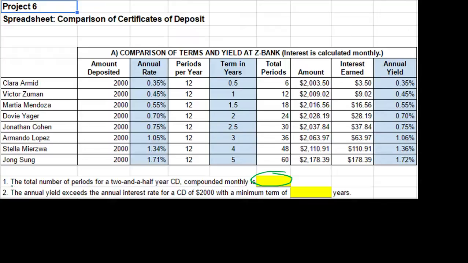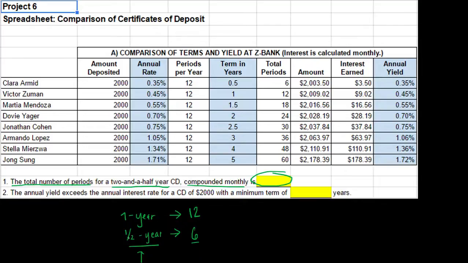So we're looking for a certain number of periods for a 2.5-year time period compounded monthly. So for example, if I said the total number of periods for a 1-year CD compounded monthly, well, that's just asking how many times per year will a CD be compounded if it gets compounded monthly? Well, 12 times, right? Because there are 12 months in a year. If I wanted to know for a half year, so let's say I wanted to know the total number of periods for a half-year CD compounded monthly, well, I would know that would be 6 because there are 6 months in 1/2 of a year.